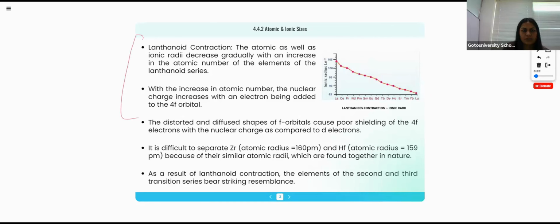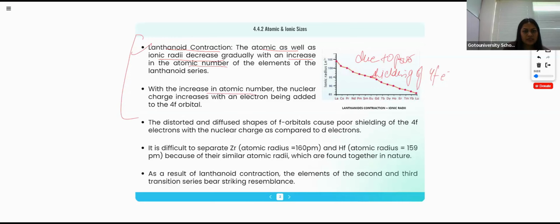it is clear now that in lanthanoid contraction, the atomic as well as ionic radii decrease with the increase in their atomic number, okay. So that is why, due to the gradual decrease in their atomic and ionic radii, due to poor shielding of 4f electrons or 4f orbital, right? The lanthanoid contraction takes place.